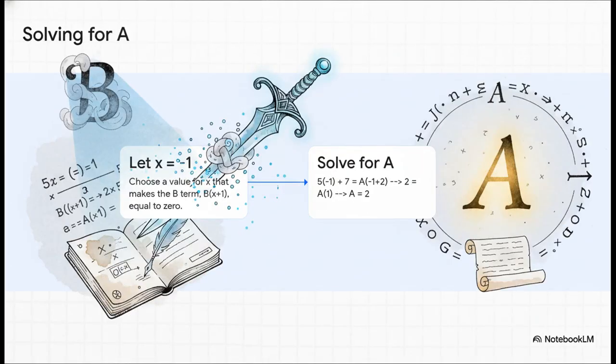Now here comes the really clever part. We need to find a, right? Well, take a look at the term with b in it. It's being multiplied by x plus 1. So what if we just chose x to be -1? That would make the entire b term vanish into thin air. So we plug in x equals -1, do a little bit of quick math, and boom! We know that a has to be 2.